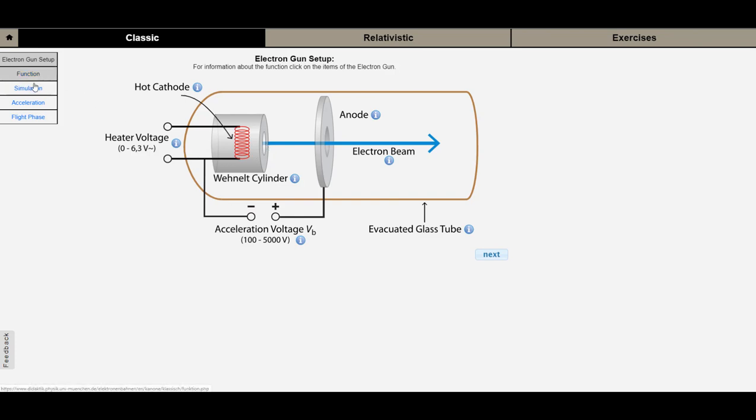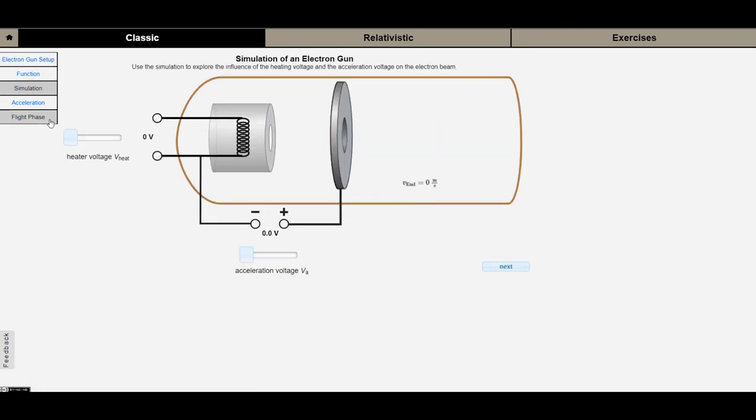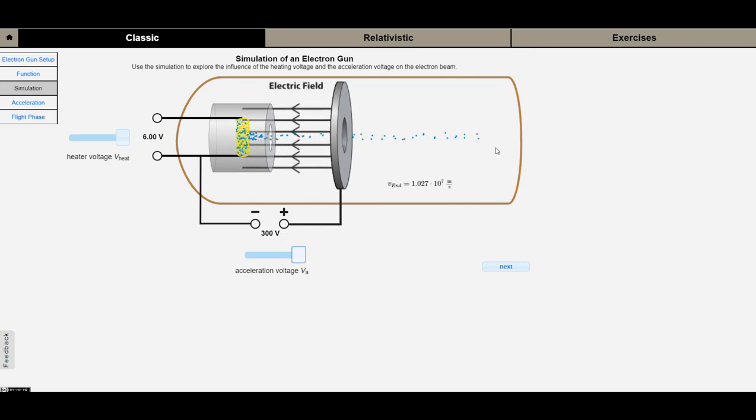So let's have a look at how this works. We have a simulation. We can click on that. And we find that we run a current through our electrodes to heat them up. Electrons are being formed. We generate a potential difference between the two, and electrons will start shooting out in a beam. And this simulation tells us that the speed of these electrons is roughly 1 × 10⁷ meters per second. There's a lot more information here about the electron gun setup. We could certainly check that out as well.